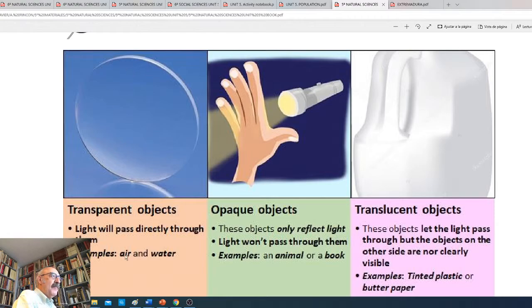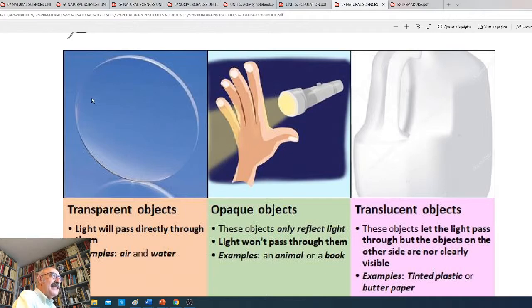Okay, another example are air and water. They are transparent objects. And we also have opaque objects. They can't let light pass through them, but they can reflect light. So light won't pass through them. An example is an animal or a book. They don't let light pass through them, but they reflect light. That's why we can see them.